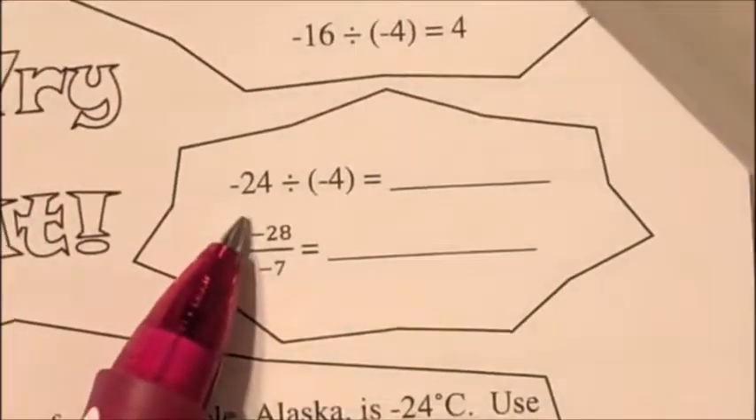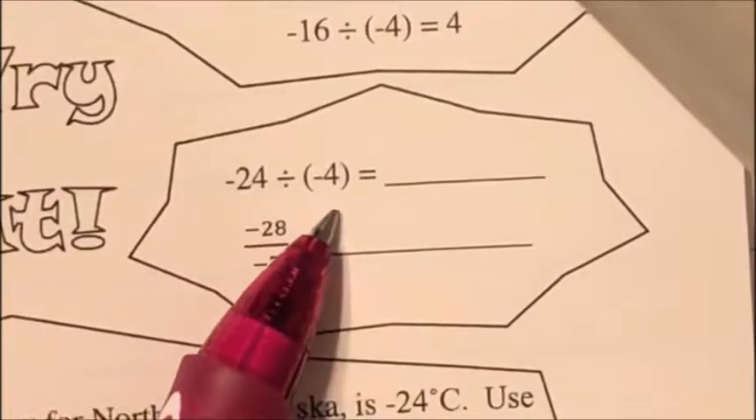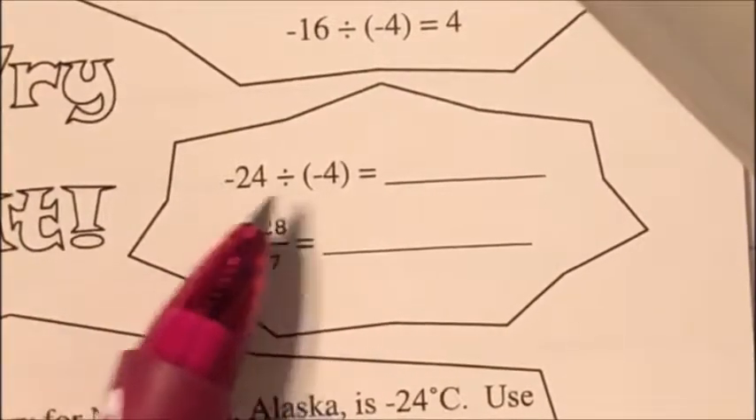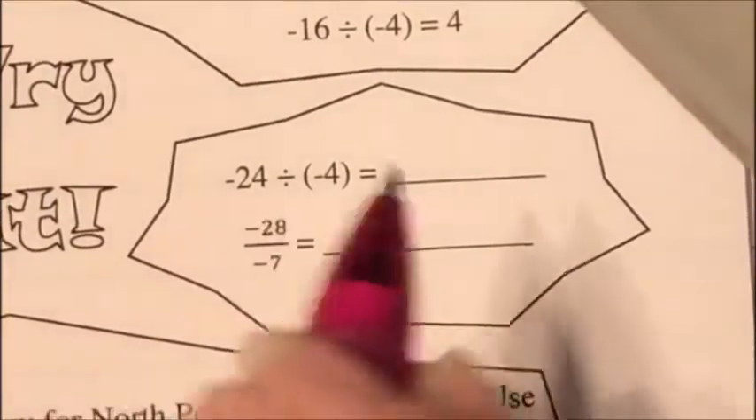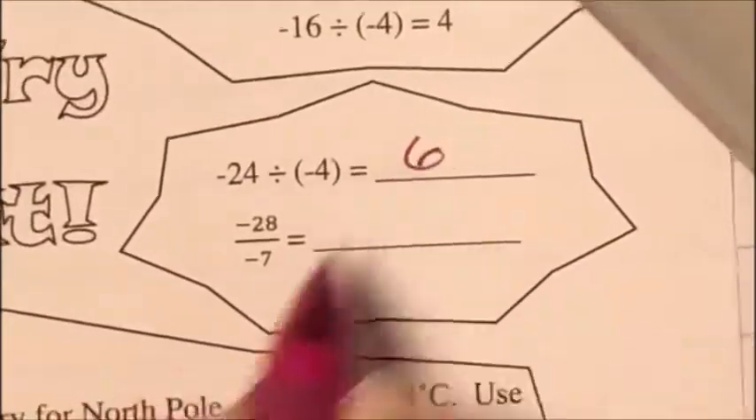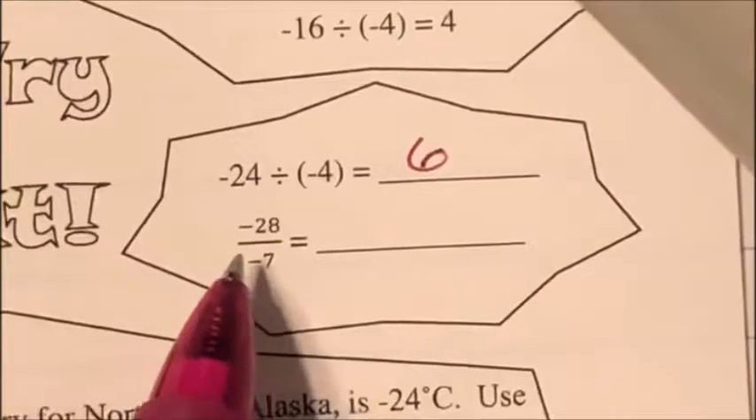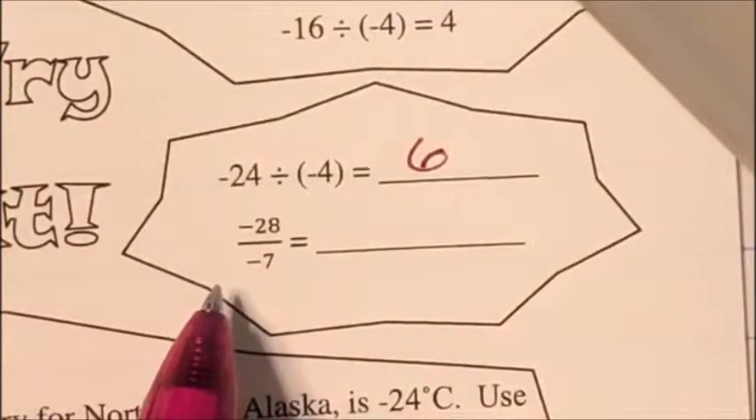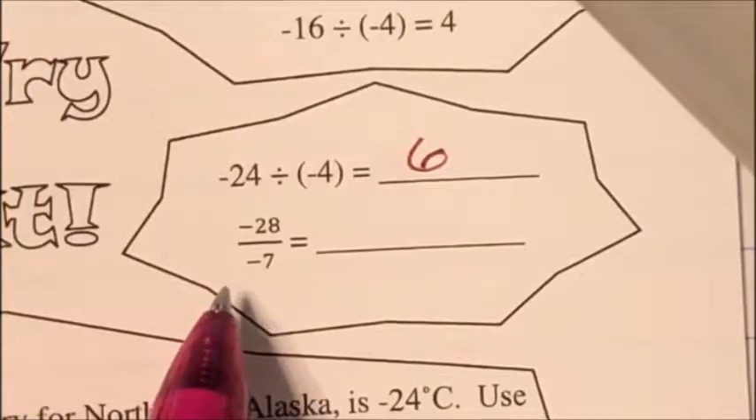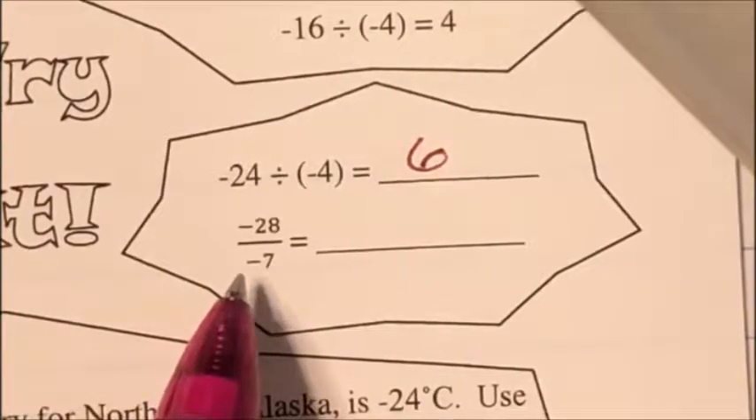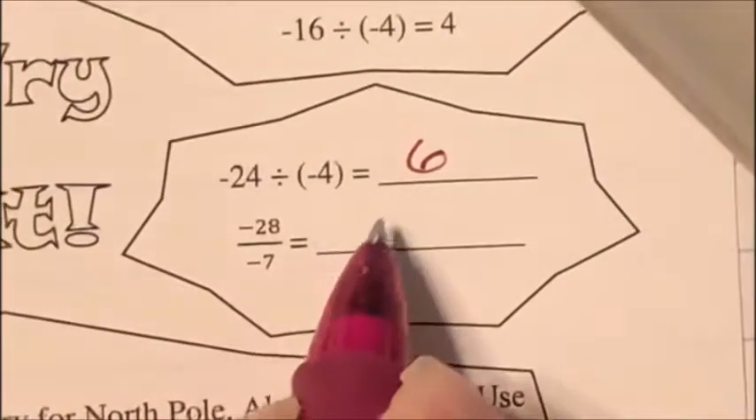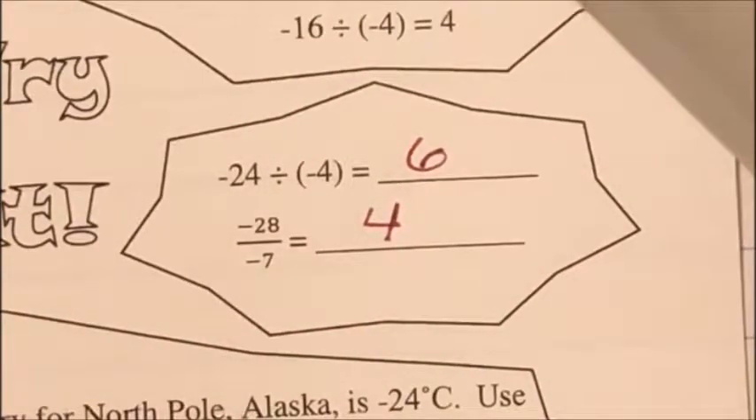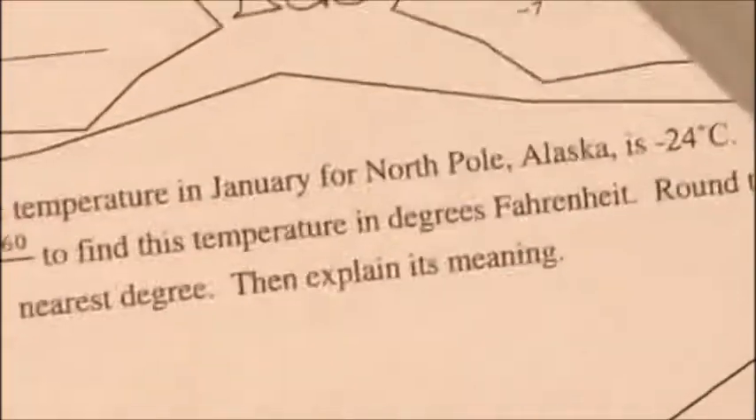Then I have negative 24 divided by negative 4. Same sign, so my answer is going to be positive. 24 divided by 4 gives me 6. Then I have negative 28 divided by negative 7. Same sign, so my answer will be positive. 28 divided by 7 is 4. Then I have a word problem.